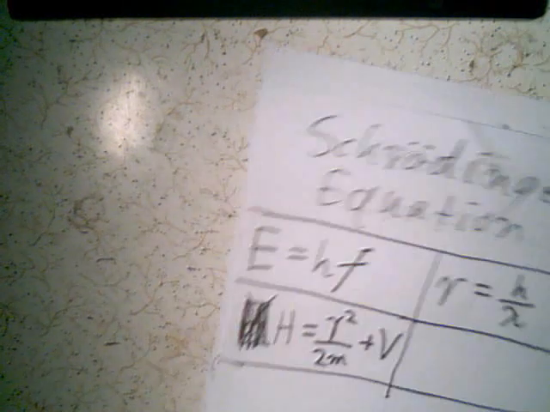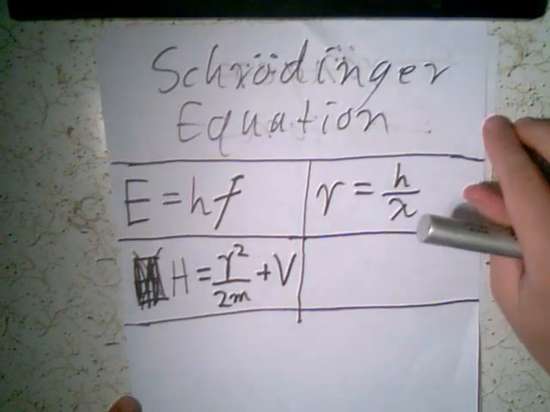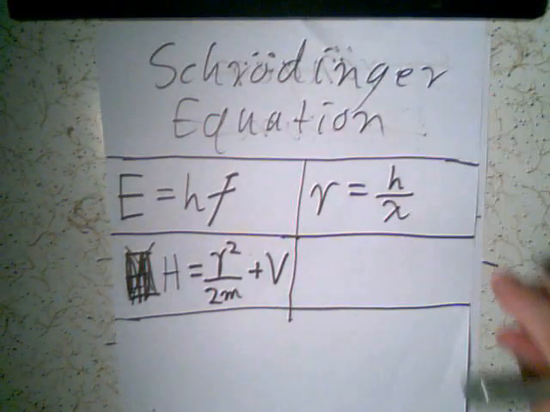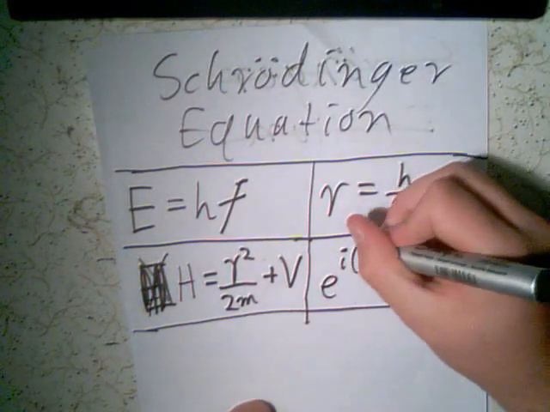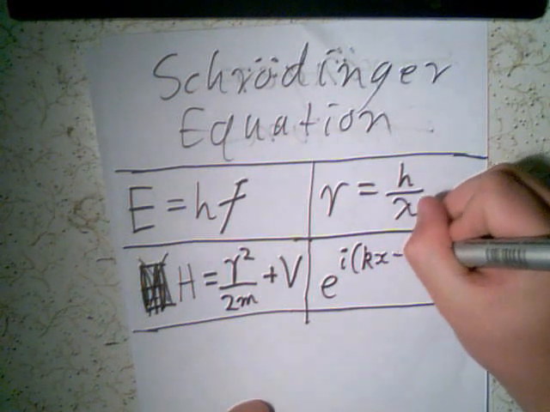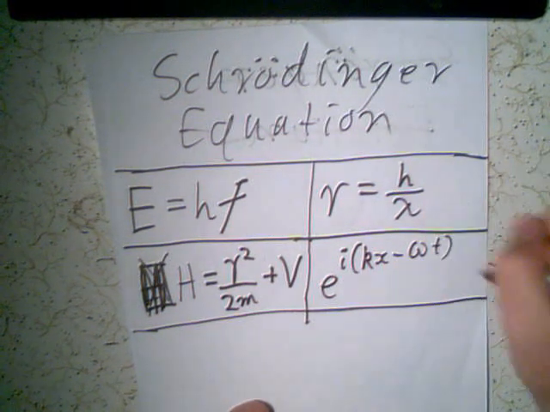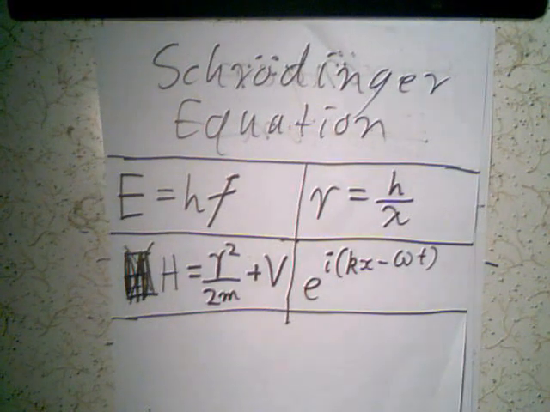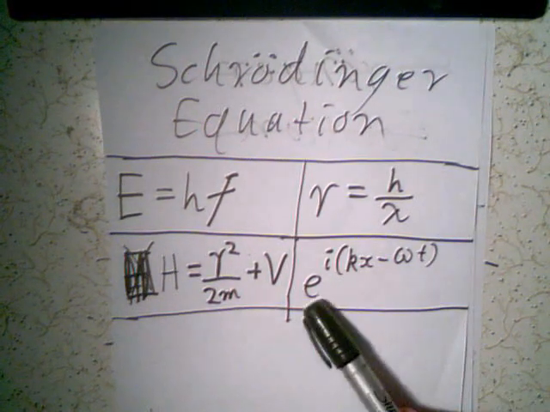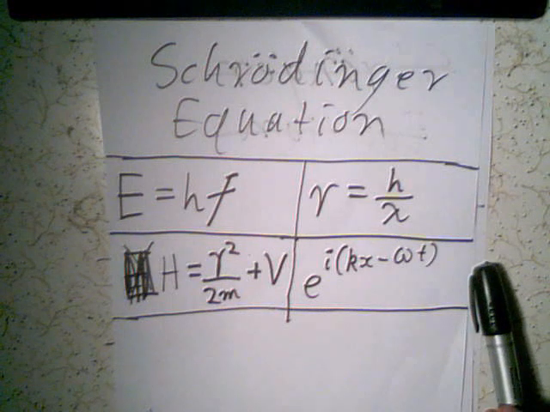So therein lies the final piece of the puzzle that Schrodinger realized, and that is that you can express a plane wave as e to the i kx minus omega t. And so now we know that we are looking for an equation with plane wave solutions that look like this.